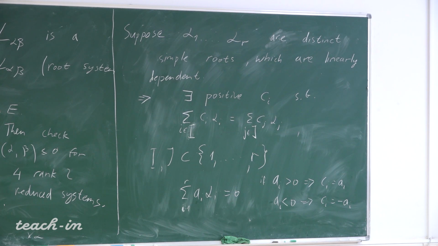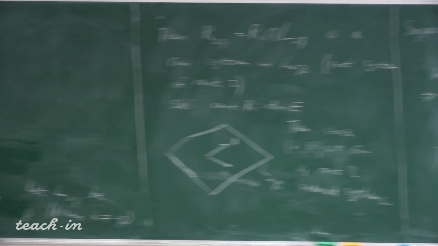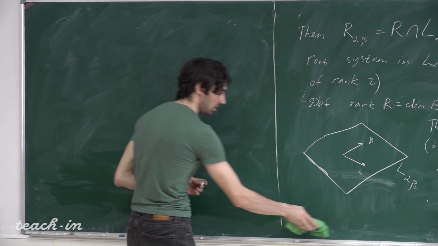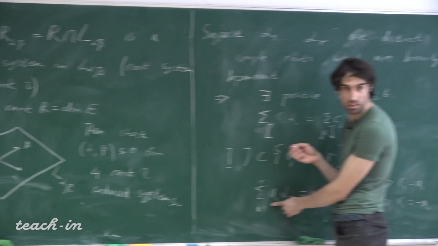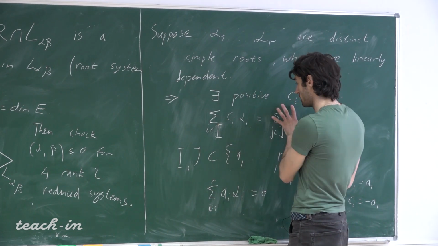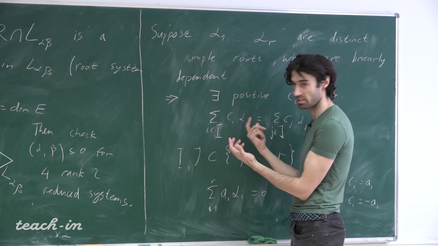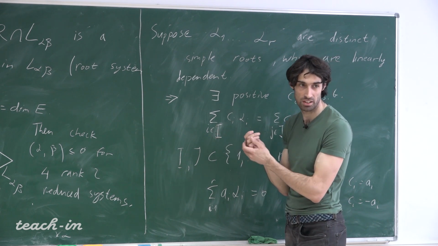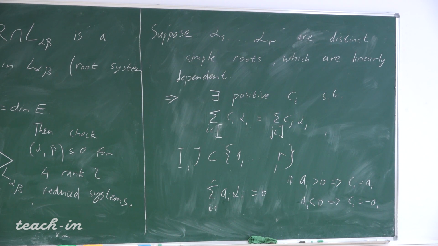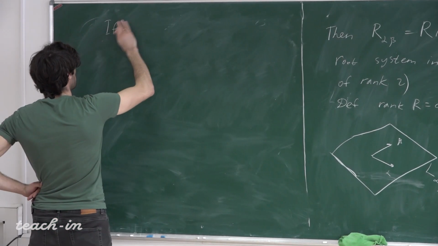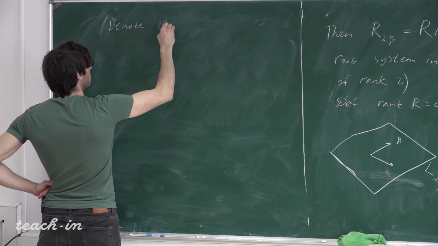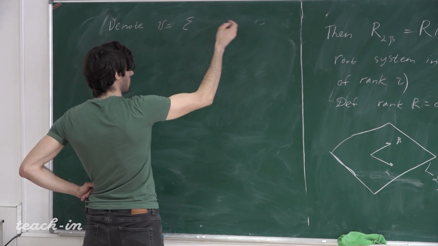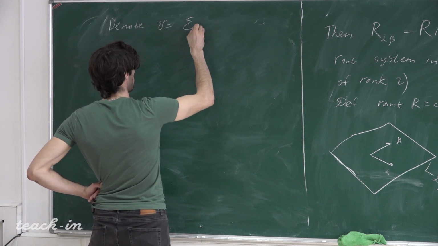So suppose first that both sides are not 0. Of course, it can happen that all αi are positive, for example. Then I just have 0 here, and all ci are just all αi. So let us denote v to be the left-hand side and right-hand side of this equality.